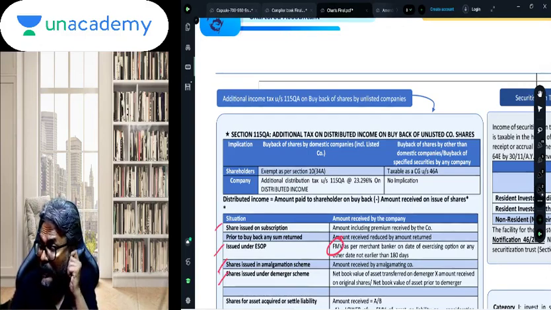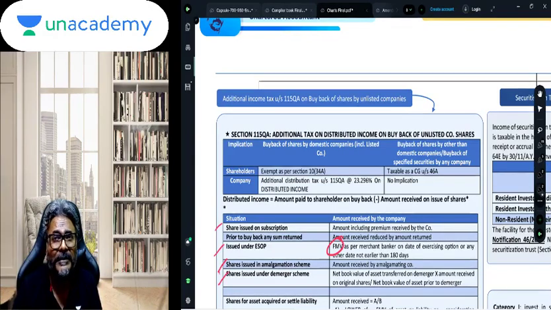Now, by the way, at what rate does the distribution tax have to be paid by the company? It is at the rate of 23.296%, which is effectively 20% as the base rate plus a flat surcharge of 12%, and 4% HEC. So effectively, it is 23.296%: 20 plus 12 plus 4 is the effective rate that needs to be considered over here. So this is how it has to be considered in this context.